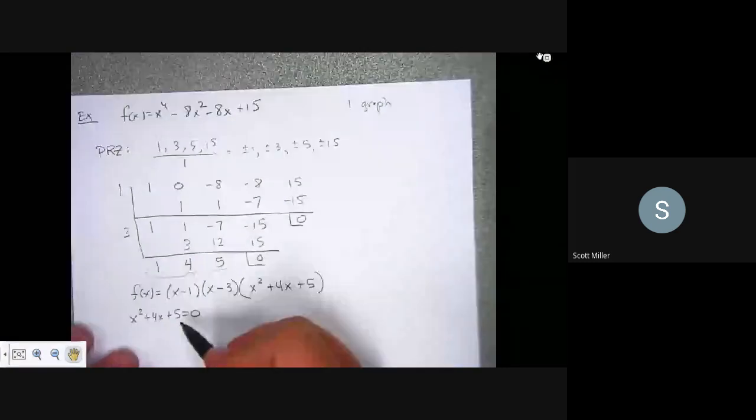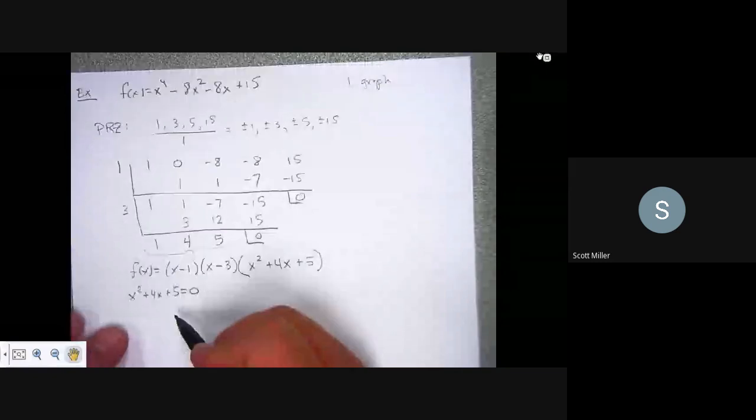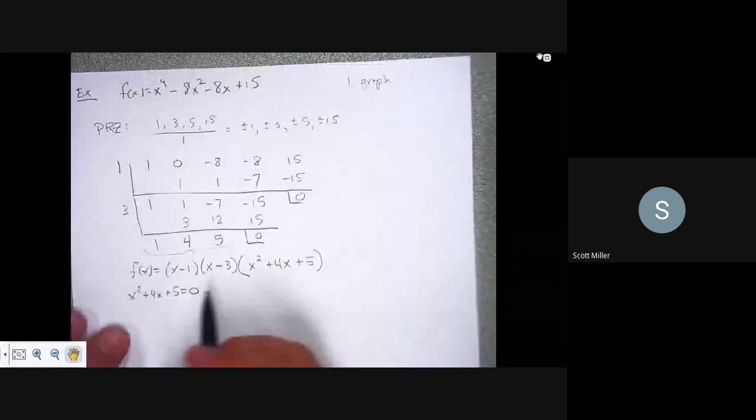The solutions to this equation can then be considered the zeros of this function. So that's what we're going to do.